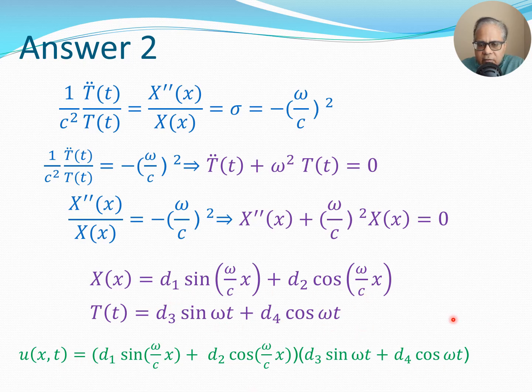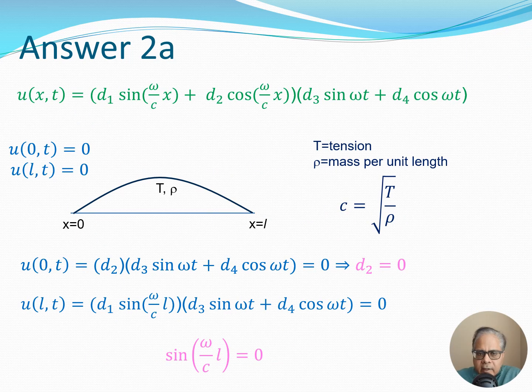And so I get the general solution in this form. Again, I have four constants here: d1, d2, d3, d4. So now let us bring in the physics of the problem and apply the boundary conditions.